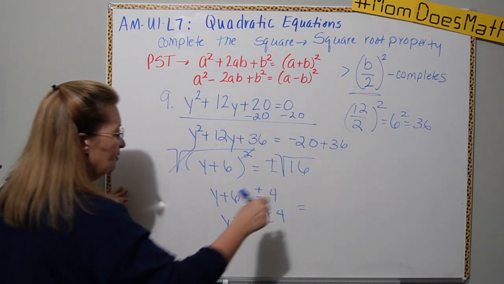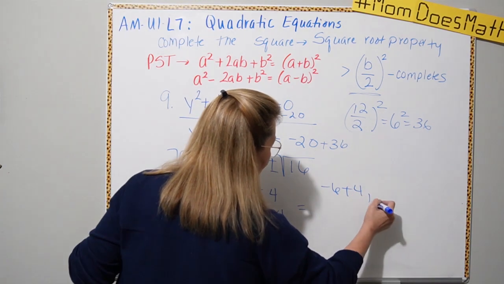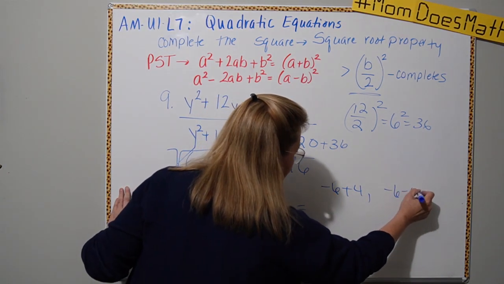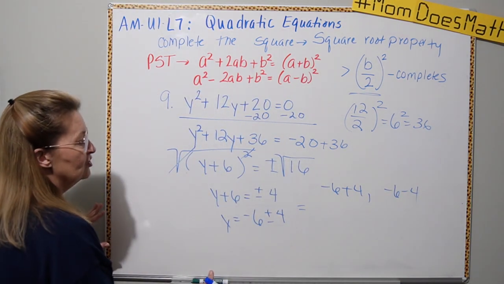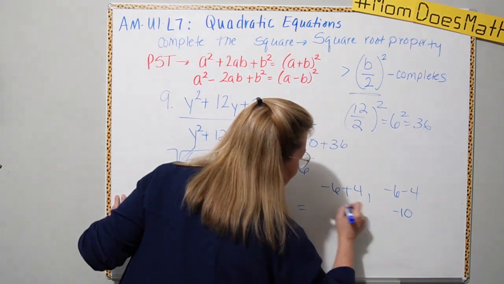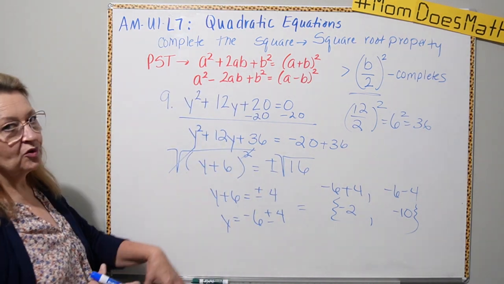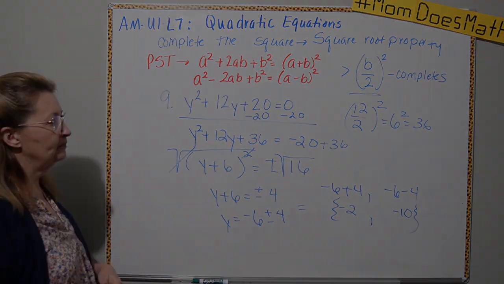All right, let's come over here. So if I do negative 6 plus 4 and negative 6 minus 4, that's going to give me my two answers. This would be negative 2. This is negative 10. Okay, let's look at another one. This makes more sense when you start to see a pattern.